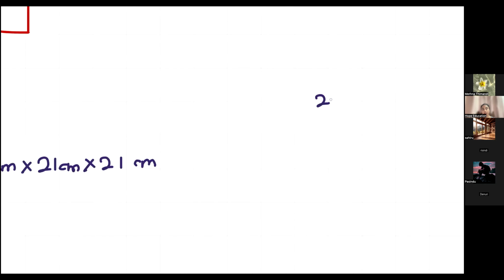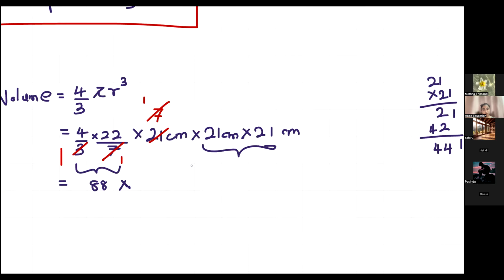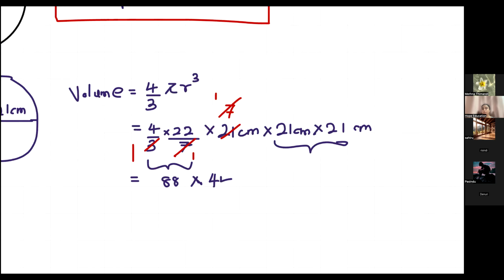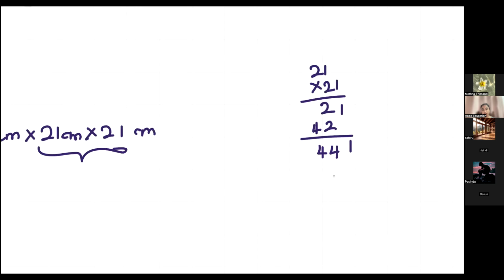21 times 21 is 1 times 1 is 1, 1 times 2 is 2, 2 times 1 is 2, 2 times 2 is 4. So 1, 2 plus 2 is 4, 4. So we have 441 when we multiply. Then we multiply 441 and 88. So 441 multiplied by 88.